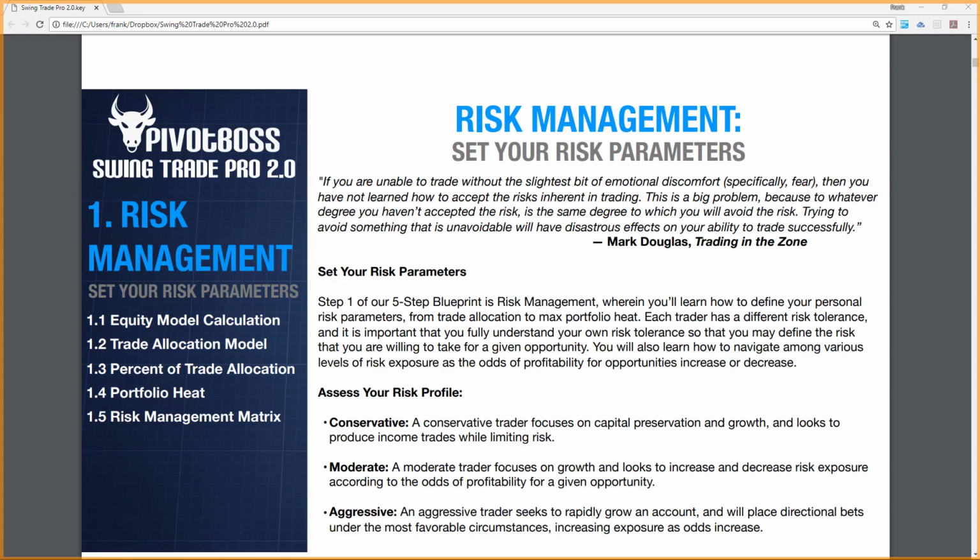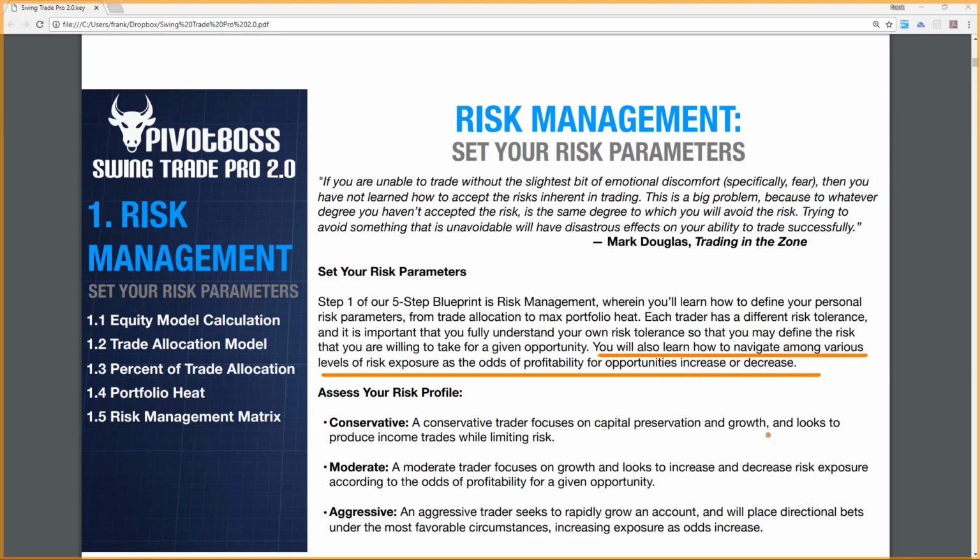So Step 1 of our 5-step blueprint is risk management, wherein you'll learn how to define your personal risk parameters from trade allocation to max portfolio heat. Each trader has a different risk tolerance, and it is important that you fully understand your own risk tolerance so that you may define the risk that you are willing to take for a given opportunity. You will also learn how to navigate among various levels of risk exposure as the odds of profitability for opportunities increase or decrease. If you're someone taking notes, if you've printed out the PDF here and you're taking notes along the way, this is very, very important.